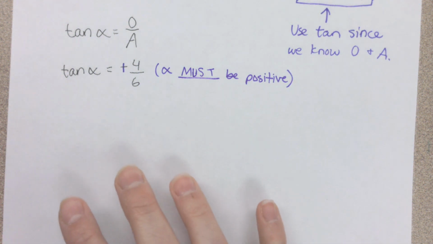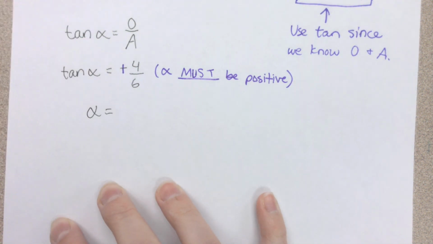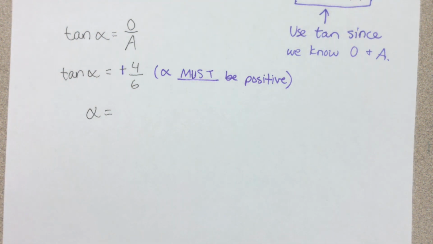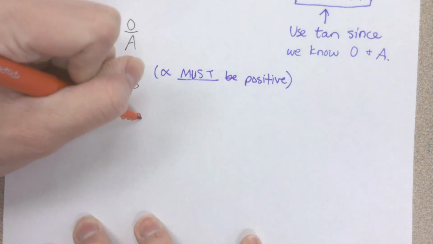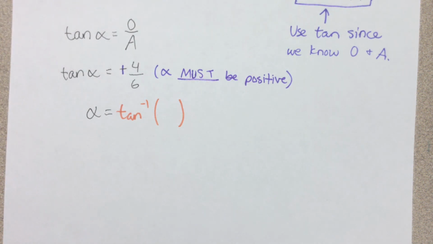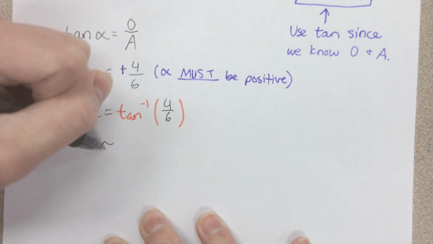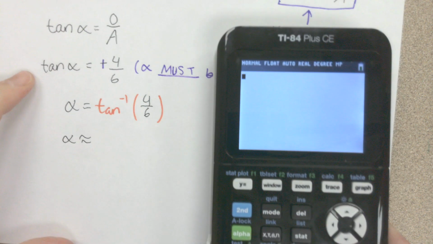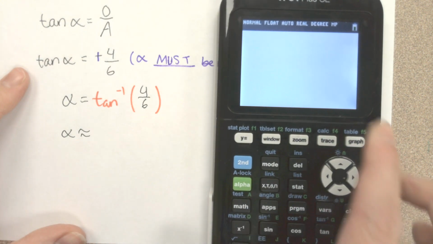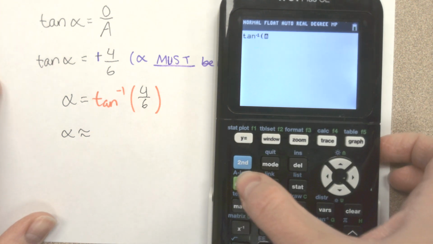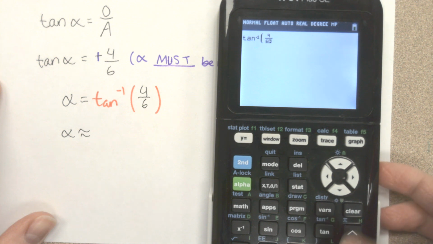Now we solve. Alpha equals, and to move the tangent to the other side, that's when we have to use the inverse tangent. Just like we used inverse sine and cosine last unit, same concept. Inverse tangent of 4/6. And then we put it in our calculator and round. Make sure your calculator's in degrees, it should be. Inverse tangent, 4 over 6.